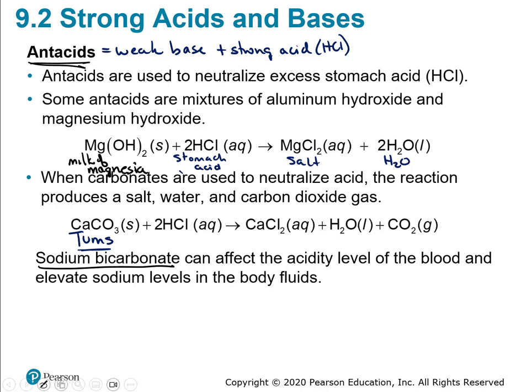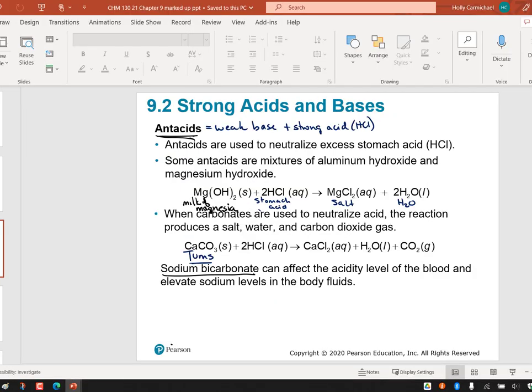Okay, so I'm going to quit there. That's just sort of the intro stuff for acids and bases. There's not a whole lot more that we're going to do with it in this chapter other than talk about pH and buffers.